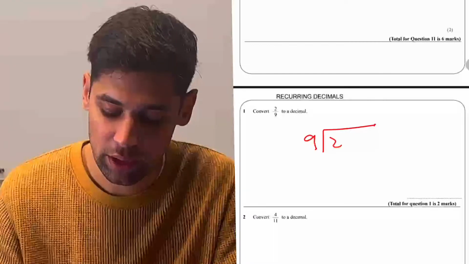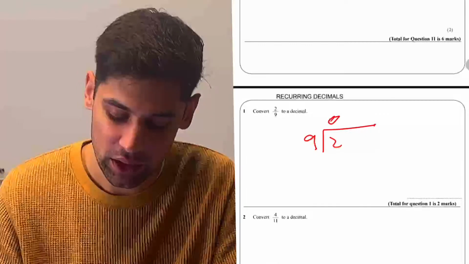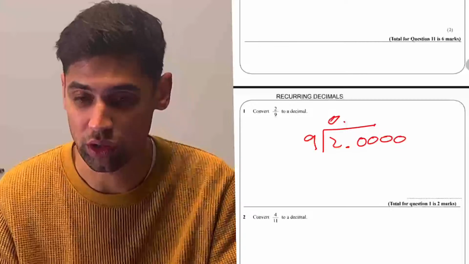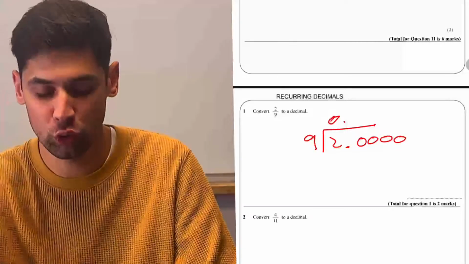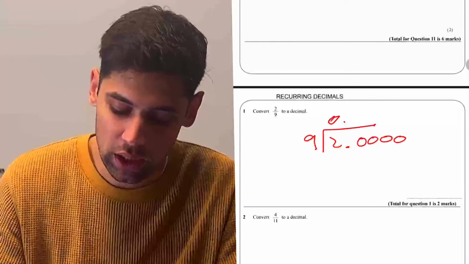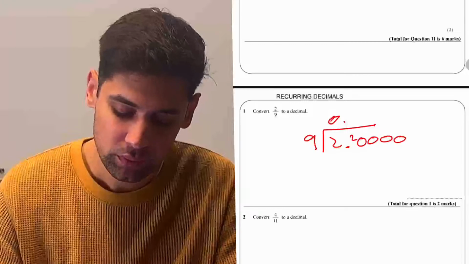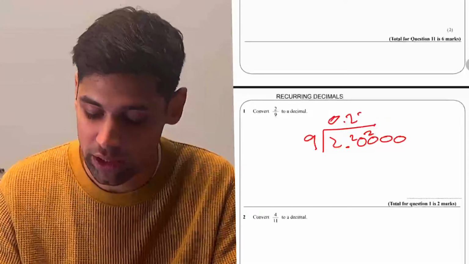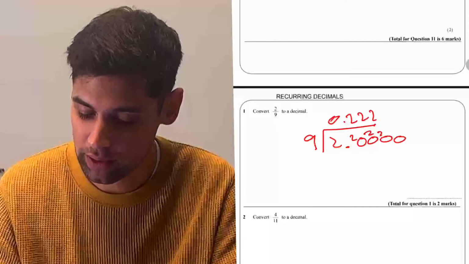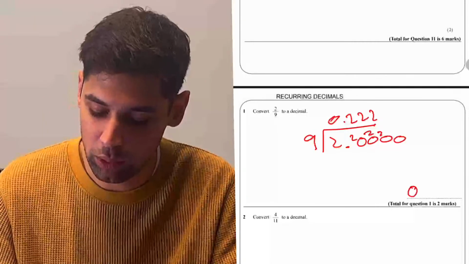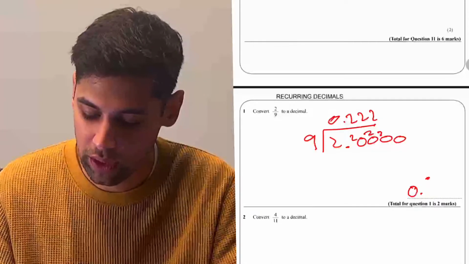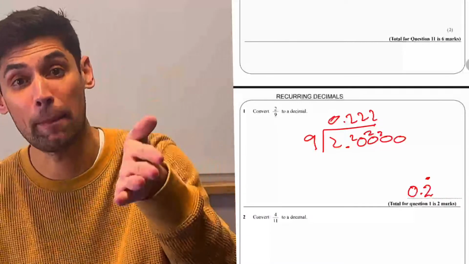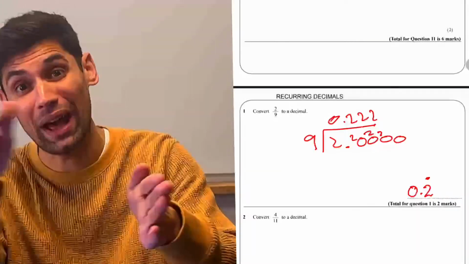So 9 goes into 2 0 times, obviously, but that allows us to create a decimal point on the top and bottom where we can put as many zeros as we want, because 2.000 is the same as 2. So it goes into 2 0 times, remainder 2. 9 goes into 20 twice, remainder 2. Goes into 20 twice, remainder 2, and I think we can see where this is going. This is just going to be 0.2 recurring. That little dot above the 2 is the recurring symbol, meaning this number is going to go on forever.